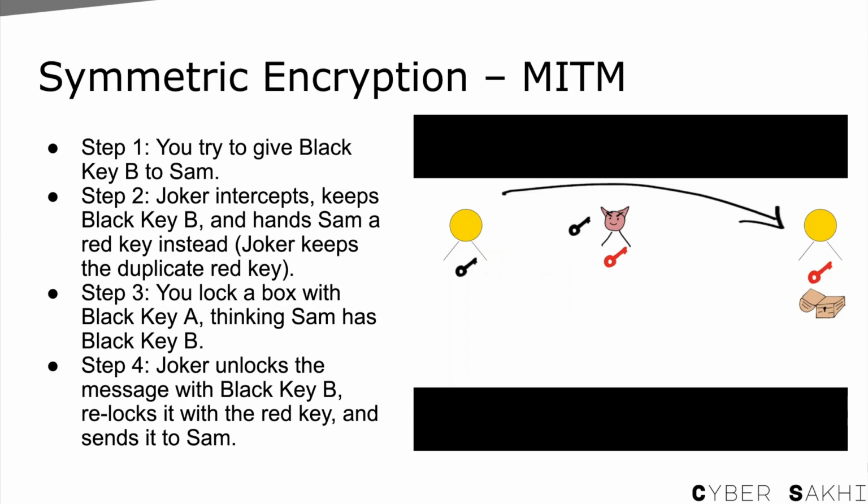Now, Sam and I think we are securely exchanging messages, but Joker is in the middle, reading and tampering with everything. This is the classic man in the middle attack. And symmetric encryption alone doesn't have any built in way to confirm if the key Sam has is truly from me. This key sharing problem is one of the biggest limitations of symmetric encryption.